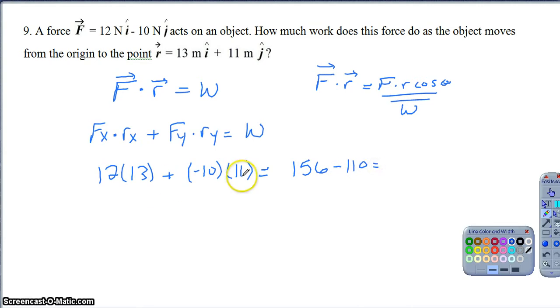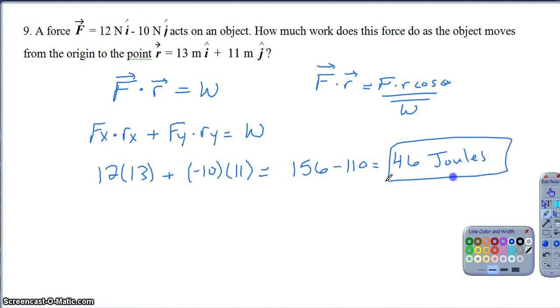Obviously I know a lot of you probably just put the whole thing in your calculator, and you get 46 joules of work. So if you were to figure out the forces and the angle between them, you would get this same exact number. So anyway, hopefully nothing too tricky on that one.